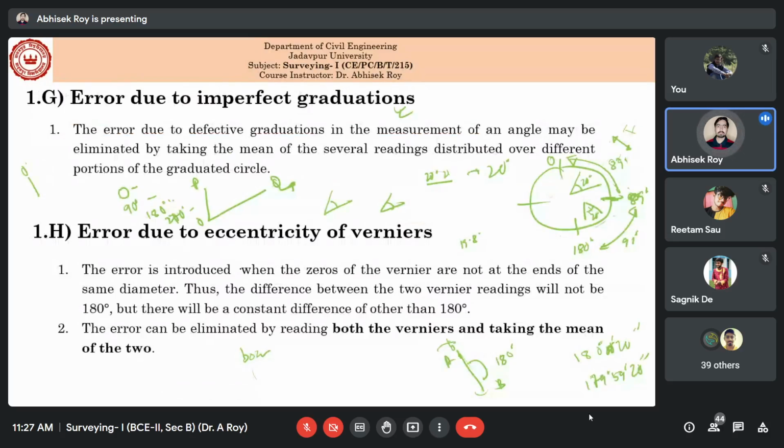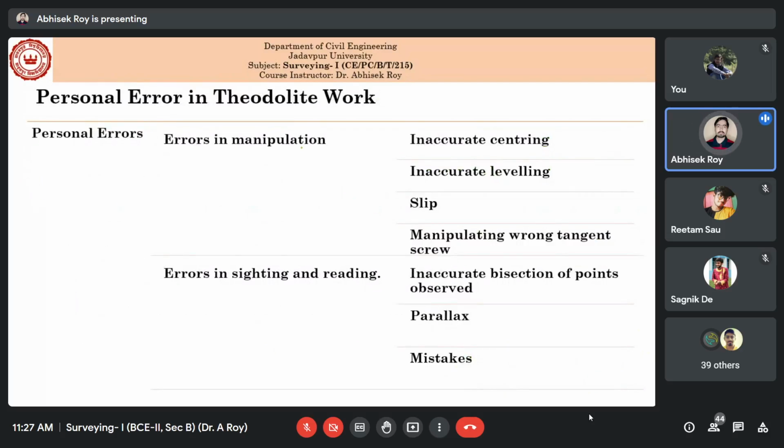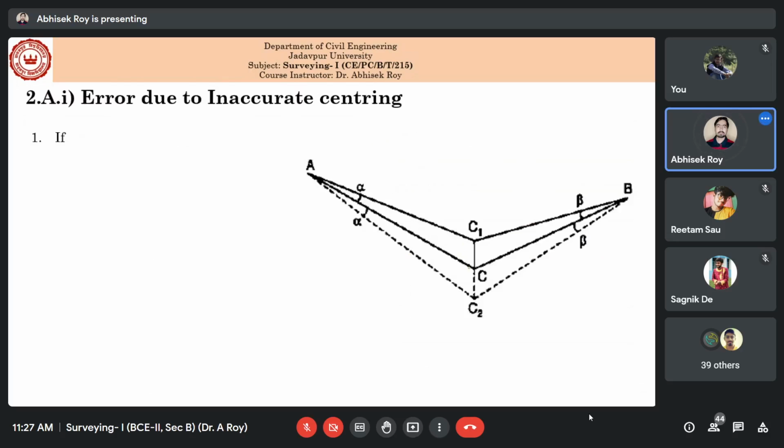Now all these errors, you know, already we have discussed. Now there could be some other sort of error also, like personal error and error in citing and reading. Personal error can be of two types, like error in manipulation and errors in citing and reading. So error in manipulation means at the time of centering, some sort of error is there. So if you are doing inaccurate centering, you should look at the plan view.